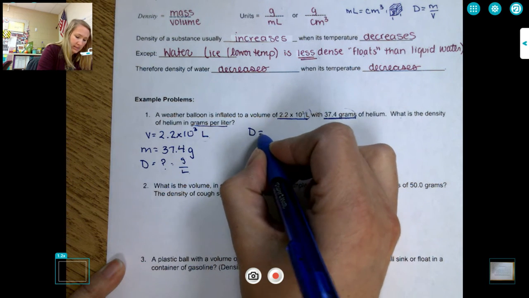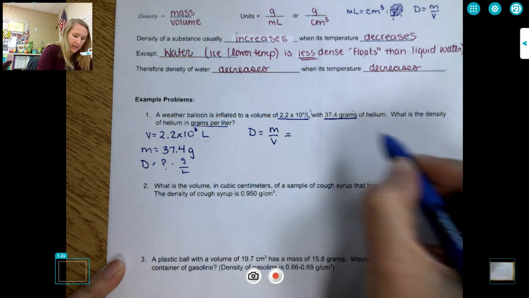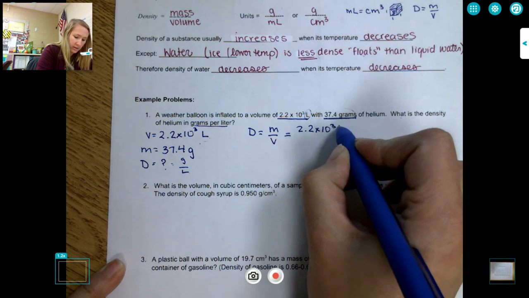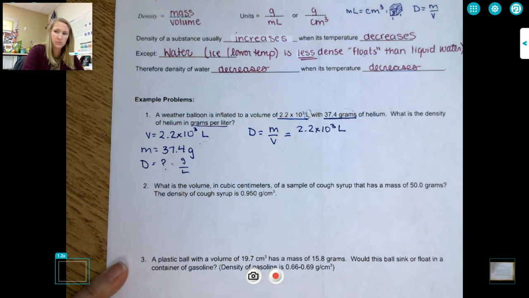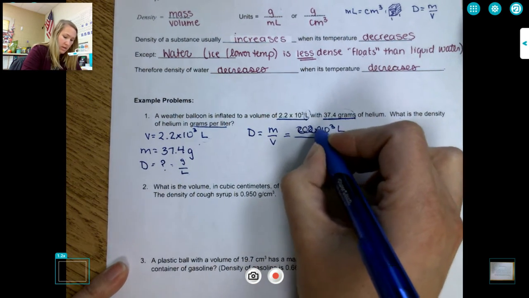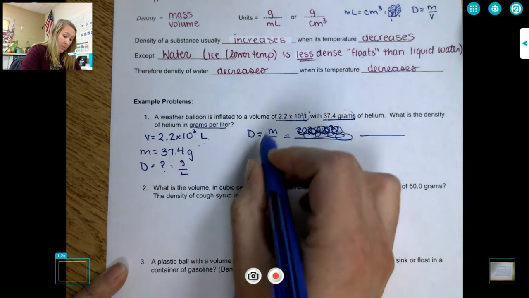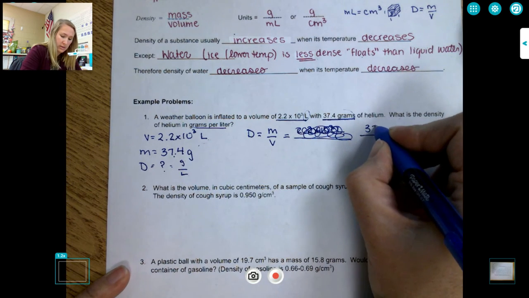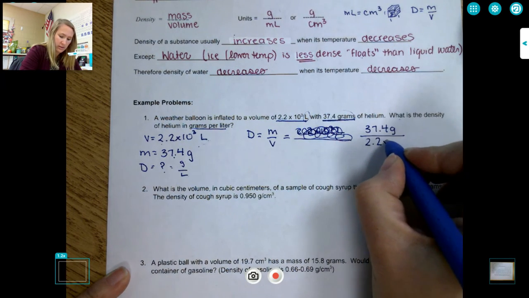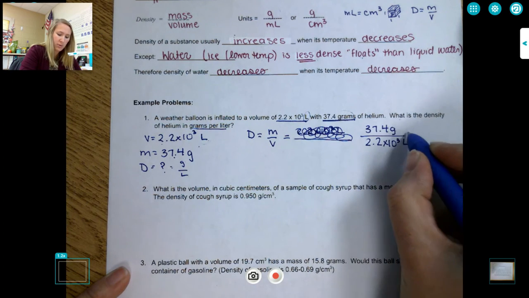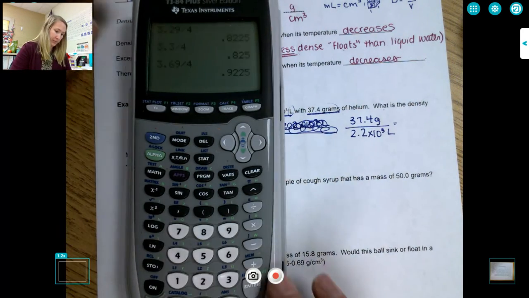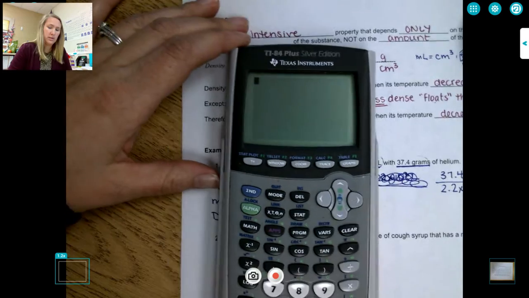We always want to write our formula. Density is mass over volume. And then we're going to plug in our numbers that we have. Divided by our volume. Whoops, I wrote that wrong. Just kidding. We'll write that here. My mass is 37.4 grams. And my volume is 2.2 times 10 to the third liters. Okay, units on both of them. I can see my units of grams per liter will come out, which is what I want. Now, plugging this in our calculator, let's see if you can see this okay.